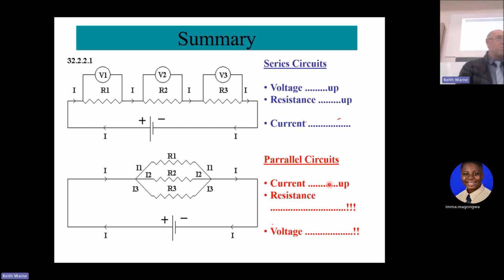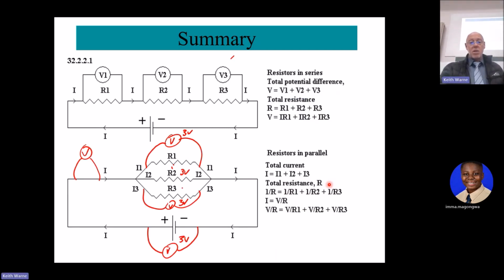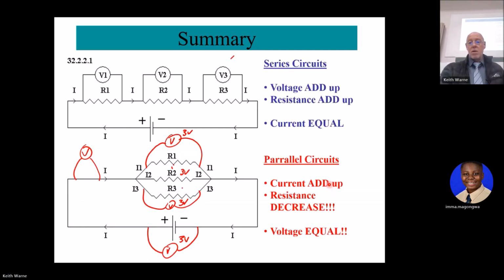Okay, so parallel circuits. Current does what? Adds up. Resistance. As you add more resistance, what happens? Doesn't add up. Decreases. Yeah. Also written down. And the voltage? Parallel voltage? The same. So in series, the current's the same. In parallel, the voltage is the same. All right. So that's it. As you add more resistance in parallel, your total resistance decreases.